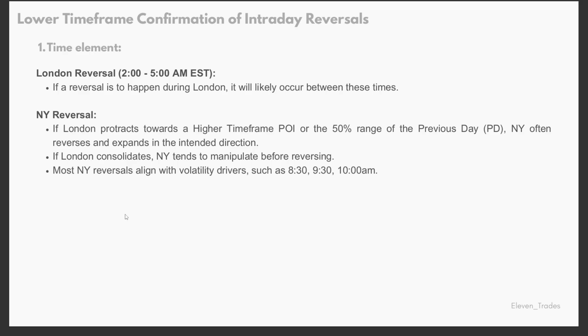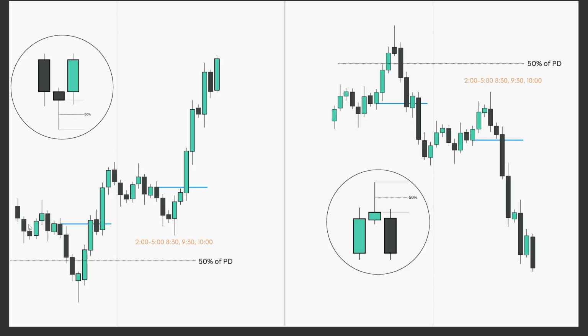The New York reversal, if the London consolidates or makes an opposing run, the New York will manipulate before reversing, and the New York reversal occurs at the volatility drivers, for example 8:30, 9:30, and 10 a.m. So these are the schematics.